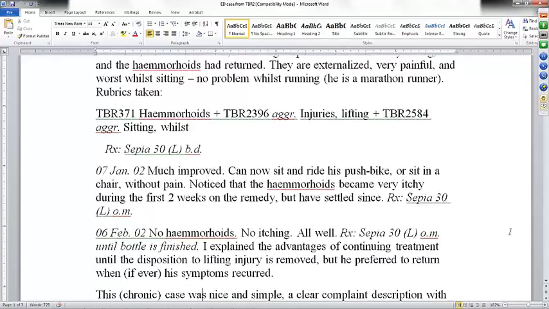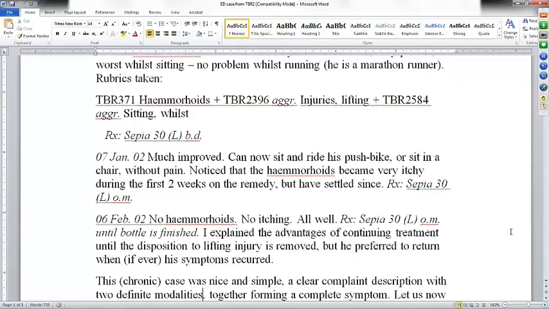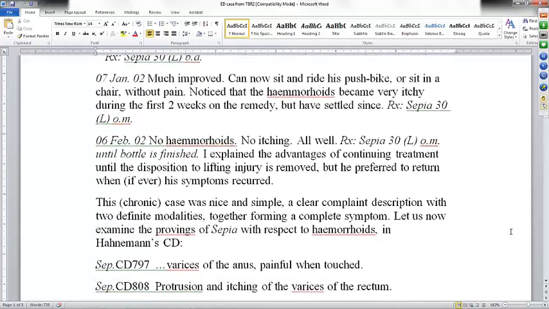and the patient returns much improved, can now sit and ride his push bike or sit in a chair without pain. Notice that the hemorrhoids became very itchy during the first 2 weeks of the remedy, but have settled since. And then February 2nd, no hemorrhoids, no itching, all well. Continues the sepia until it's finished. I explained the advantages of continued treatment until the disposition to lifting injury is removed, but he preferred to return when, if ever, his symptoms recurred.